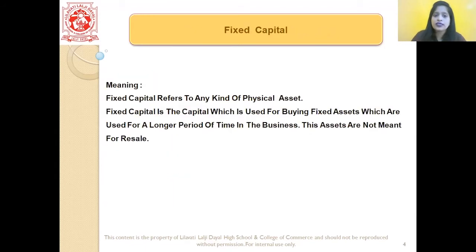Let us now move on to the next answer, and the next topic is fixed capital. So what is fixed capital, students? Fixed capital refers to any kind of physical capital, any type of physical thing that you can touch. It is tangible. Fixed capital is capital which is used for buying fixed assets which are used for a longer period of time in the business. These assets are not meant for resale. They are used in the business for productive work. So basically, in one word, fixed capital is capital used for buying fixed assets.